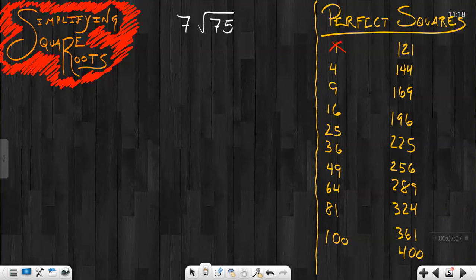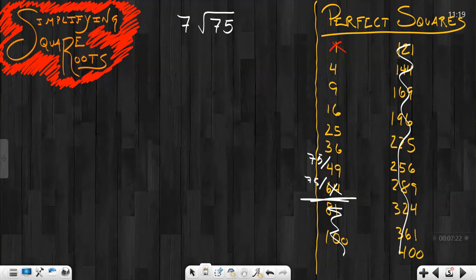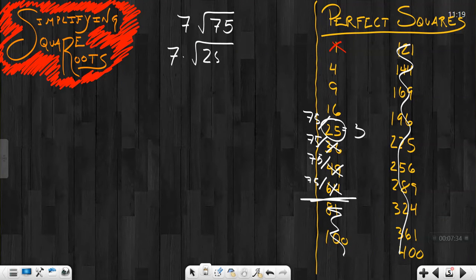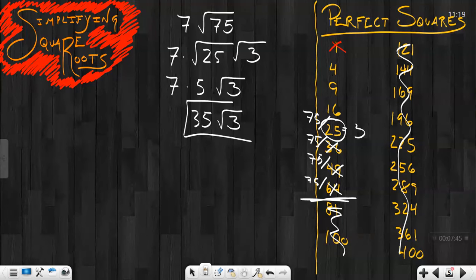Let's take a look at another one. 7 times square root of 75. So look for what goes into 75. Well, it's going to be less than 75, so these don't count. All right, 75 divided by 64 doesn't work. 75 divided by 49, nope. 75 divided by 36, nope. But 75 divided by 25 is 3. All right, 25 works. So let's rewrite this. 7 times square root of 25 times square root of 3. And then simplify your square root of 25, giving me 7 times 5 root 3, that is 35 root 3. All right, let's take a look at the next step here.